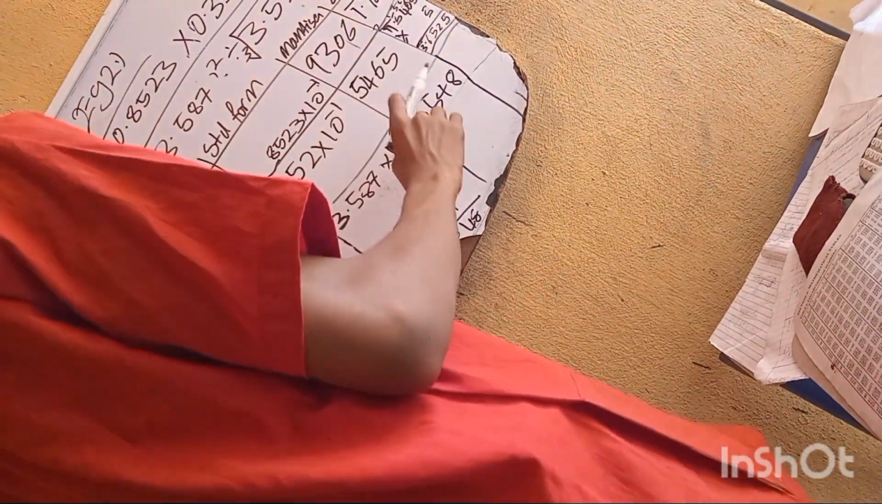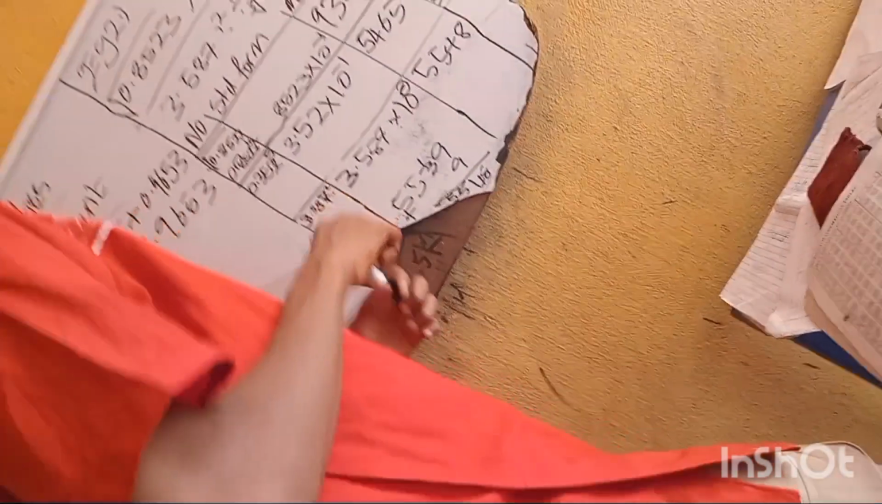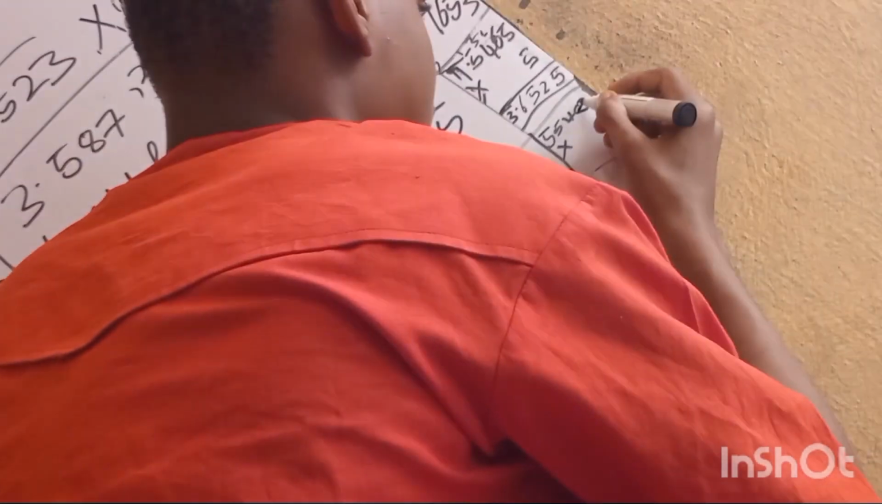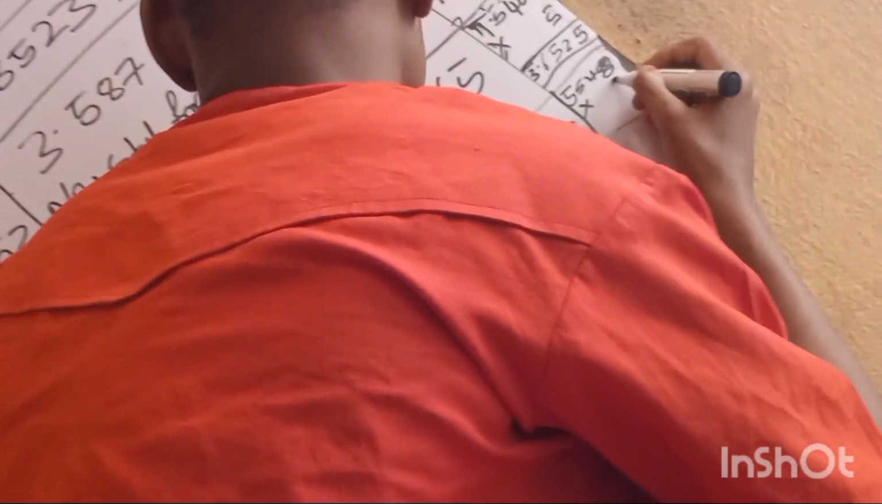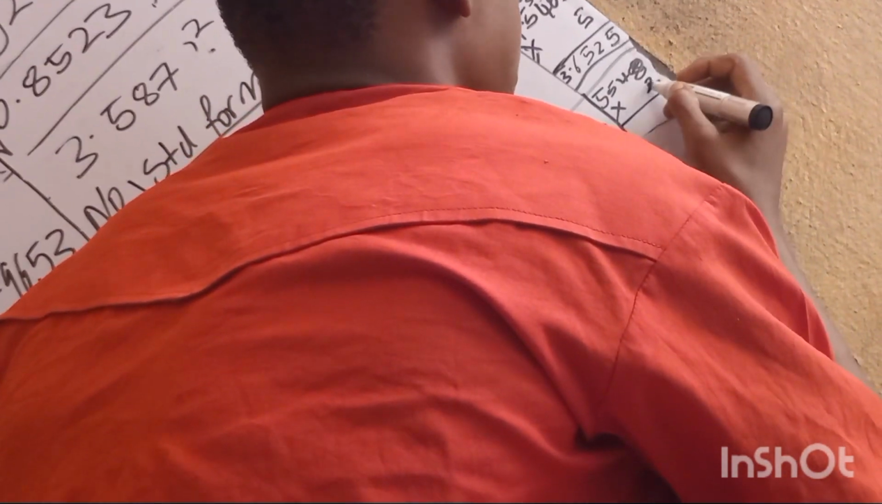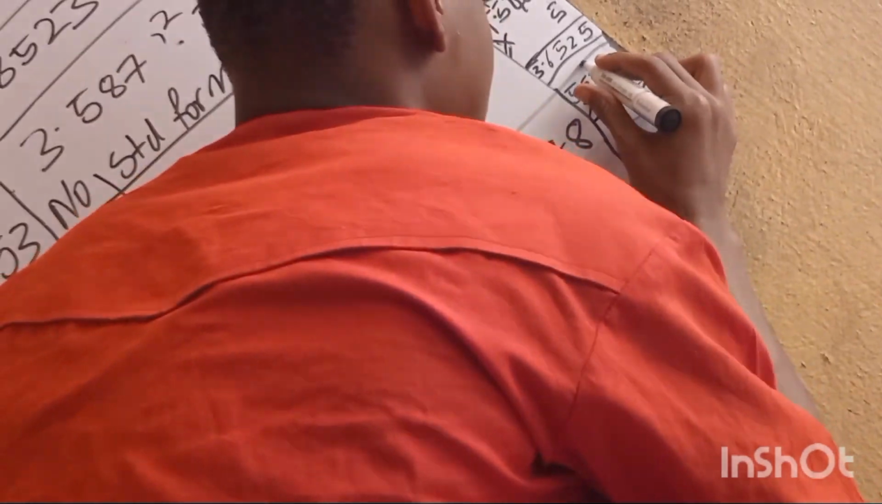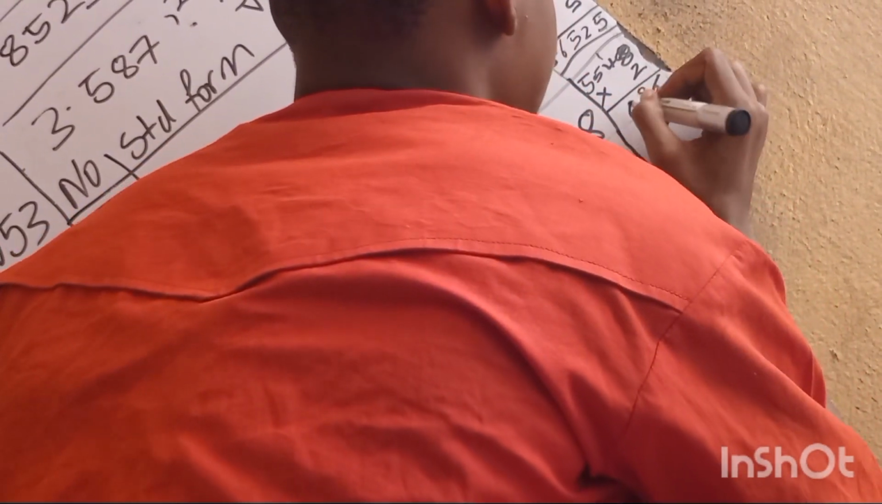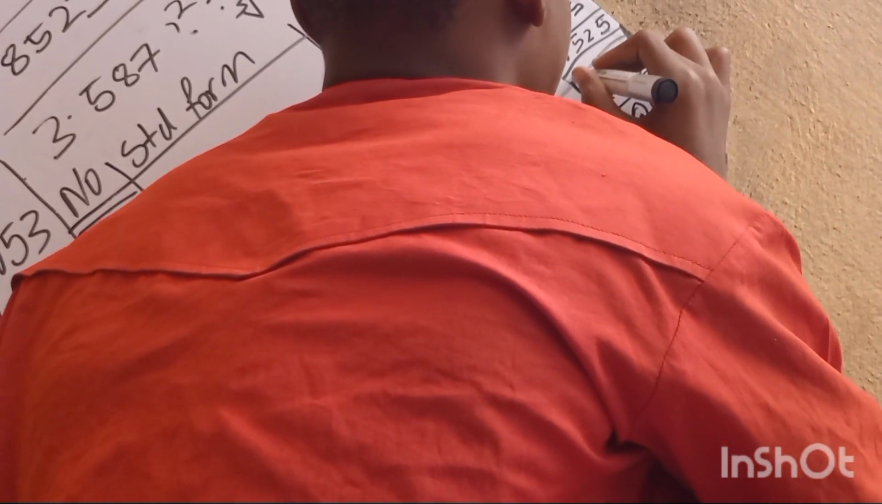This is the multiple of this number. Now the logarithm of this number will be 5548 multiplied by 2. 2 multiplied by 8 is 16, 6 carry 1. 2 multiplied by 4 is 8, plus 1 is 9. 2 multiplied by 5 is 10, 0 carry 1. 2 multiplied by 5 is 10, that's 11.